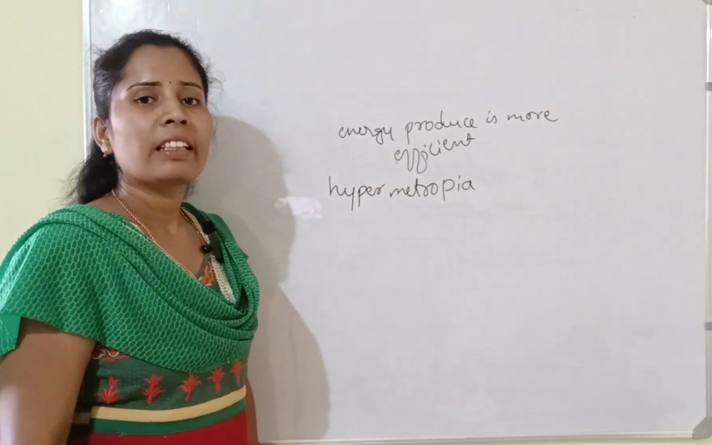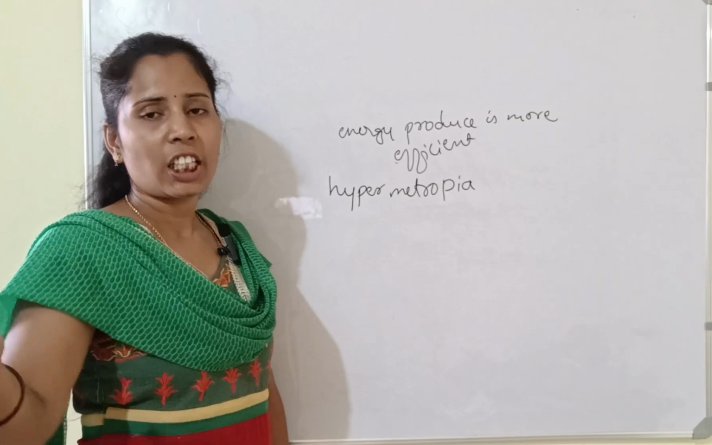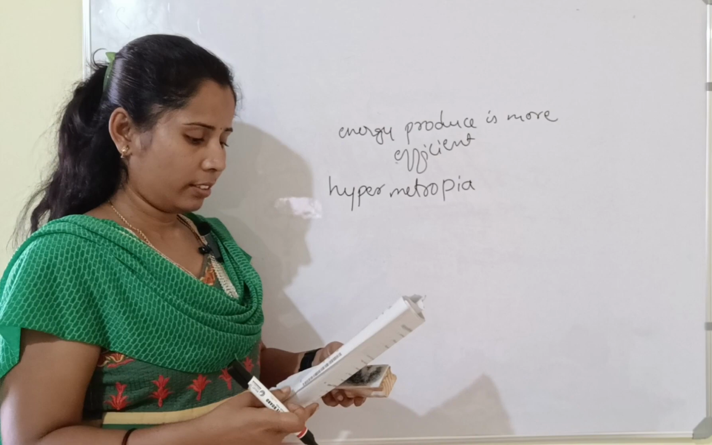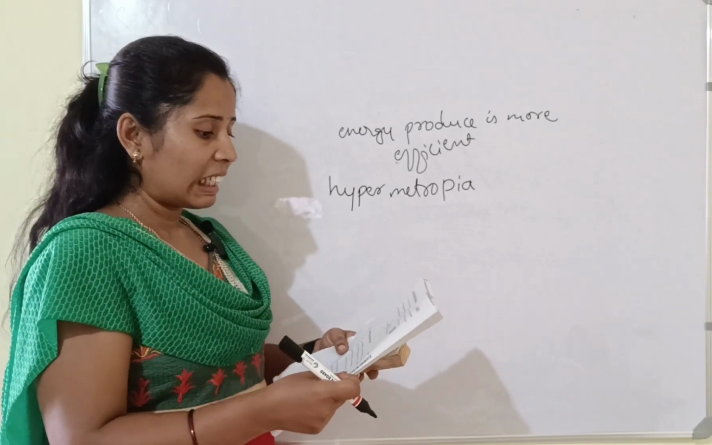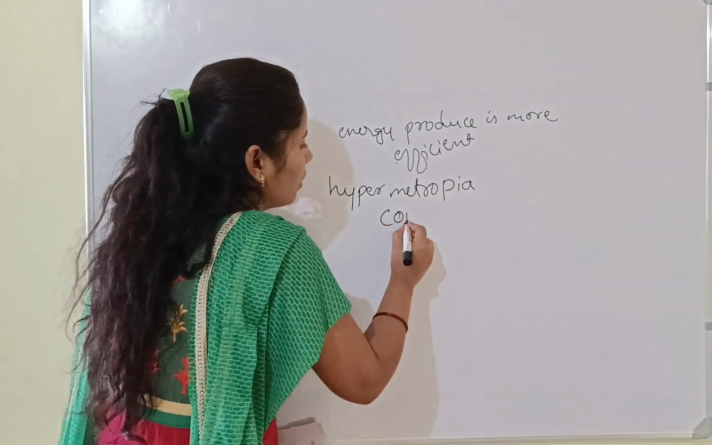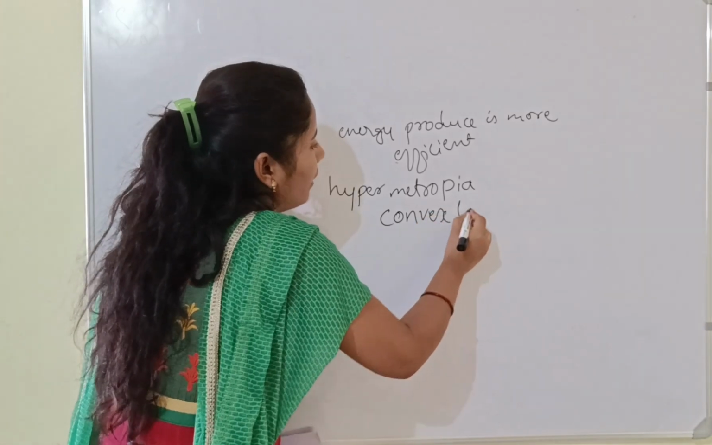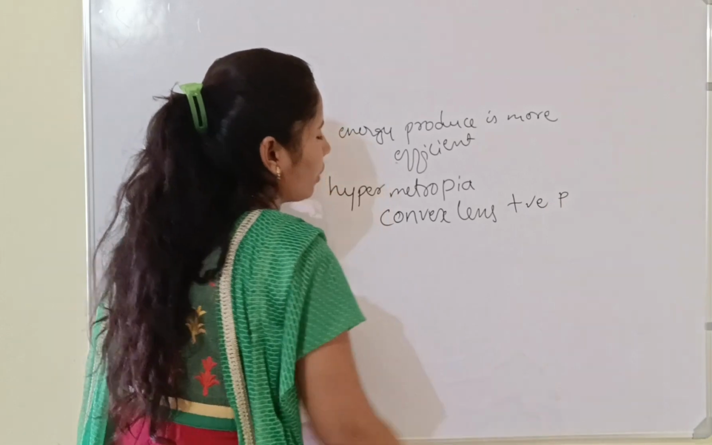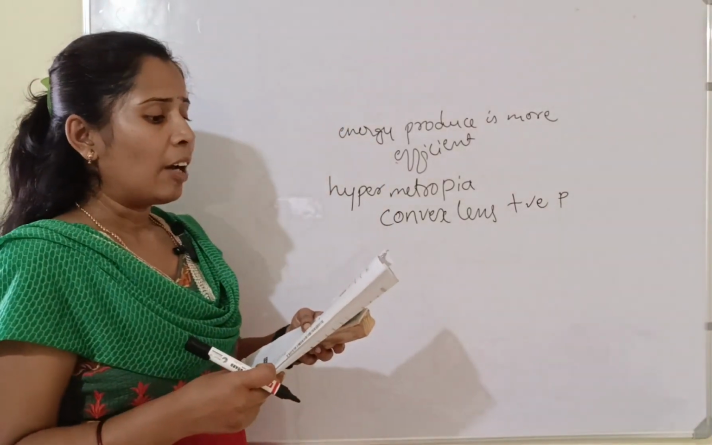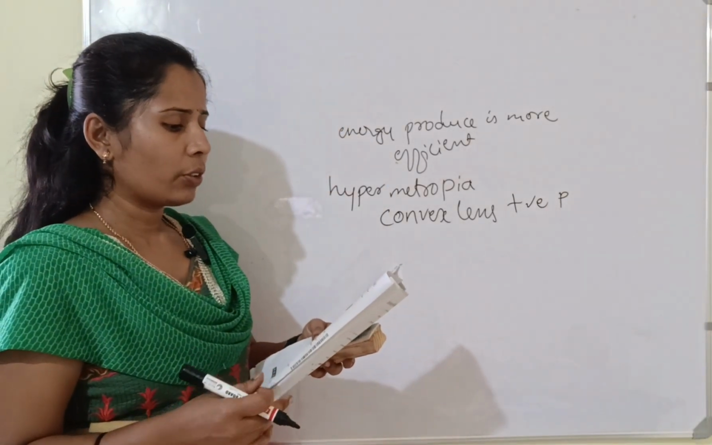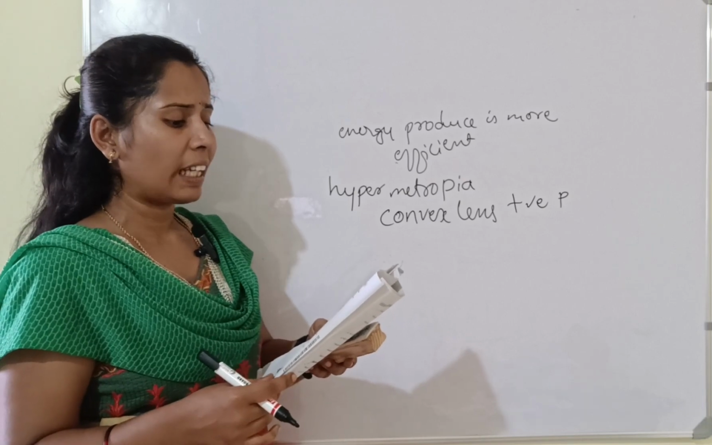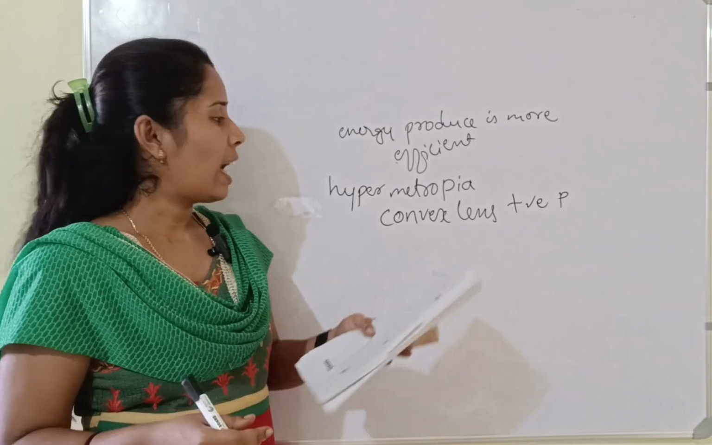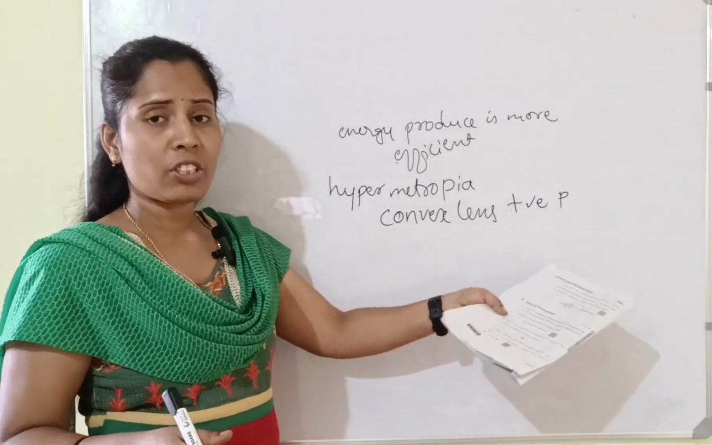That means the person can see objects which are far and is unable to see objects which are near. To correct this we have to use a convex lens which has a positive power. Okay, so here they have given -2 D power. So the answer is we cannot use these spectacles having a lens of -2 D power because we have to use a convex lens which has a positive power.